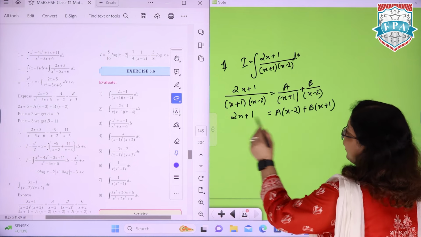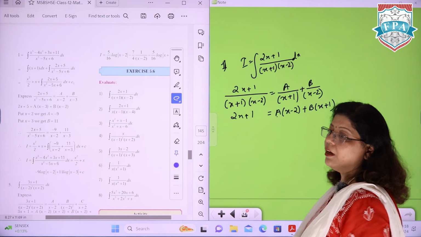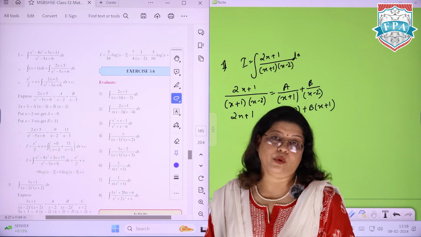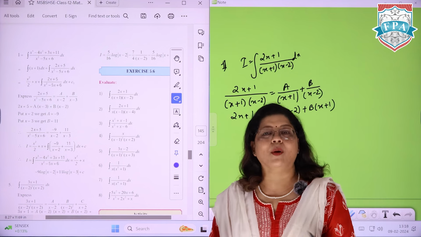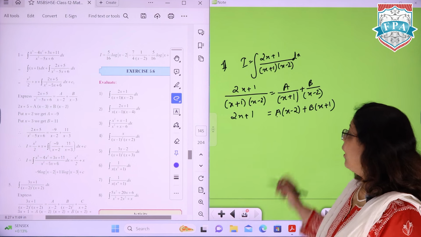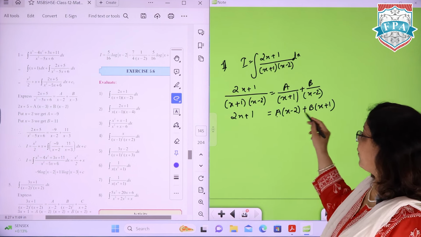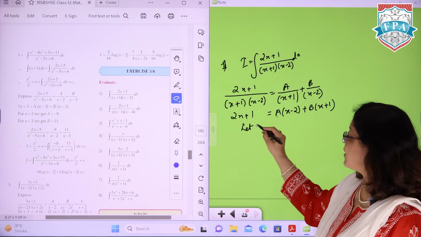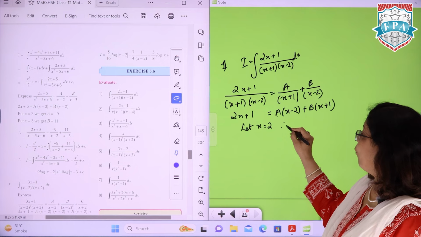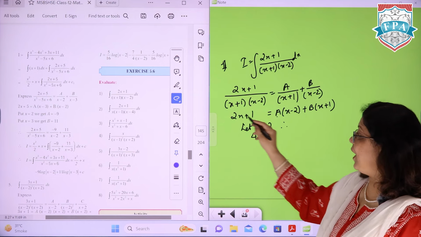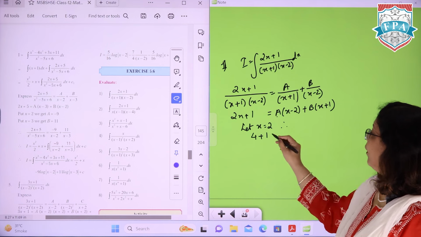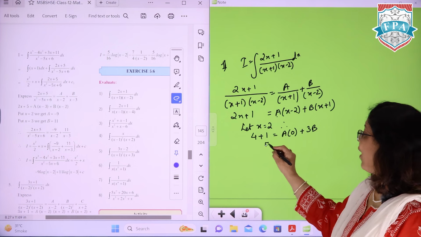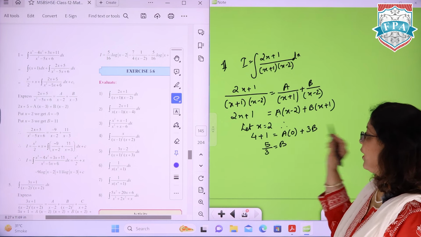So let's compare now to get the values of A and B. There are two ways to do it. One is you can do it by simultaneous equations, but we'll not do it that way. We are smart people, so we do it in a slightly smarter way. Let's assume a value of x so that one variable becomes 0. So in the first case, let x is equal to 2. Therefore 4 plus 1, because we have to put x is equal to 2 on the left hand side also, becomes A into 0 plus 3B. So 5 by 3 is your B.